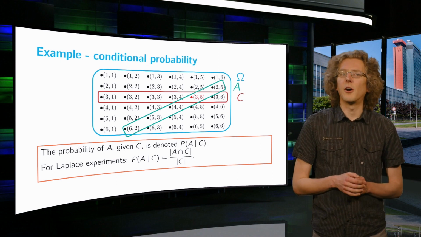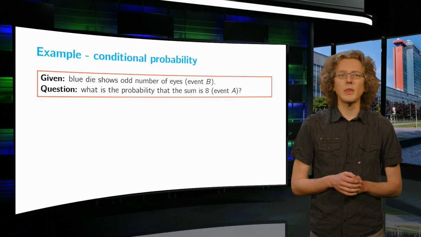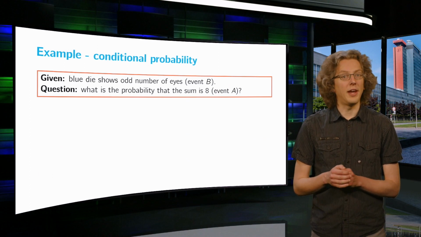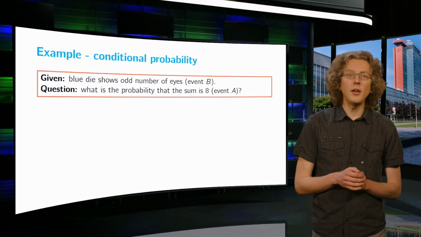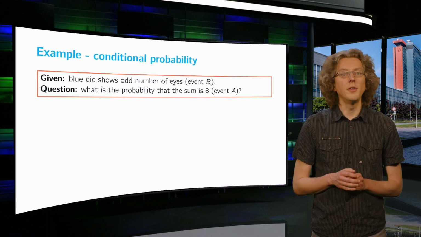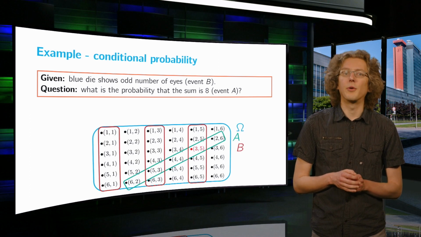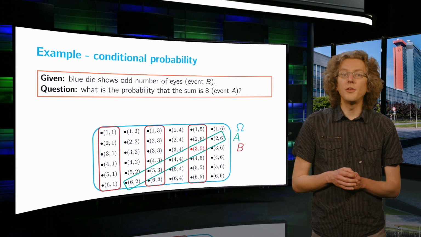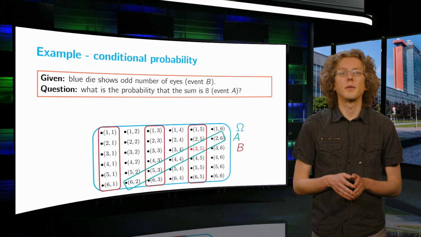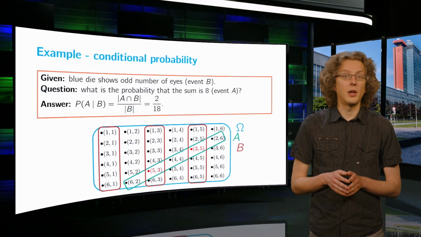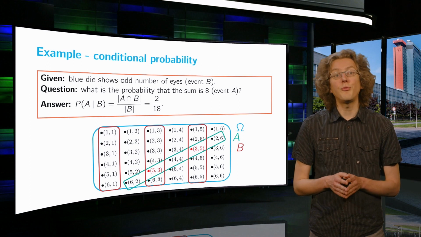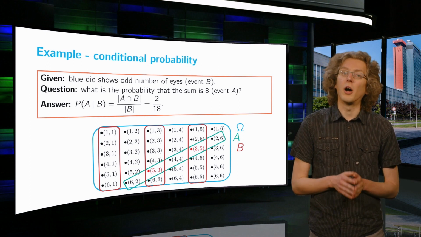Let us look at a slightly harder example. What is the conditional probability that the sum of your dice equals 8, given that the blue die shows an odd number of eyes? Given our condition, the experiment has 18 possible outcomes. The event where the sum is 8, given the possible outcomes, has 2 outcomes left. This means there is a probability of 2 in 18 that the sum is 8, if we already know that the blue die shows an odd number of eyes.